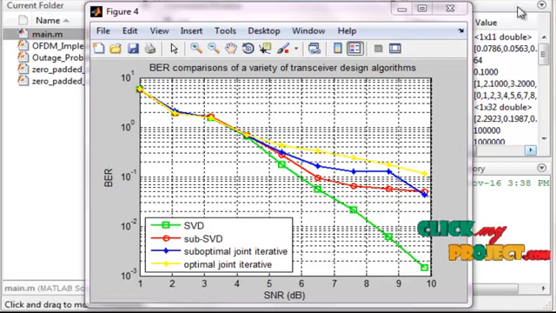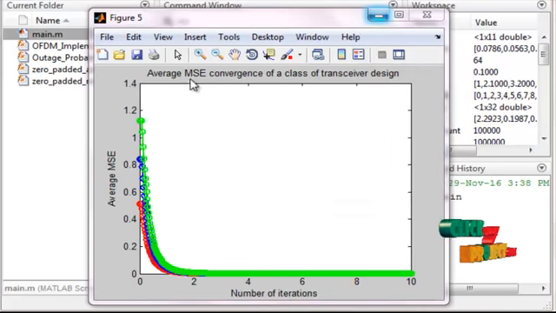So in this figure, the average MSE, that is the mean square error convergence of a class of transceiver designs, is calculated, with the y-axis being the average MSE and the x-axis the number of iterations. There are three types of graphs: green, blue and red. Up to 10 iterations, we calculate the average MSE of the graph. That is the convergence of a class of transceiver designs. Transceiver design means SVD, that is the singular value decomposition method.